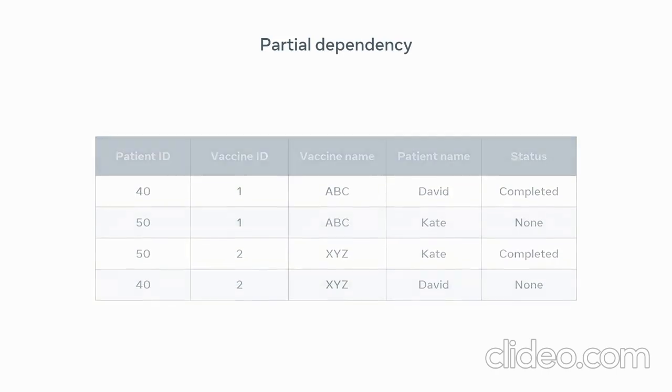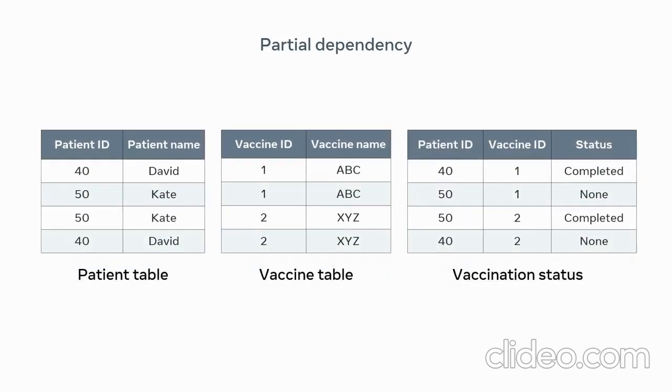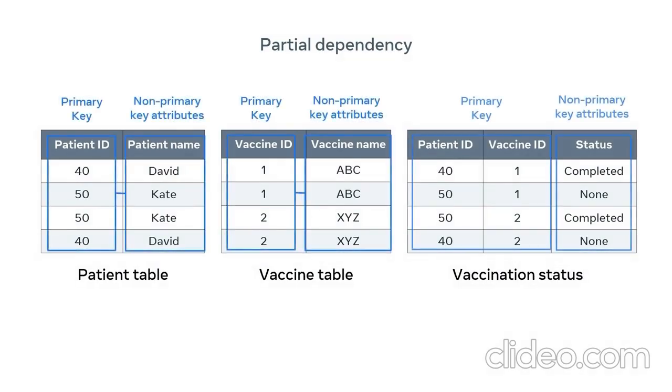I then break up the table into 3 separate tables as follows: patient table, vaccine table, and vaccination status. Now in each of these new tables, all non-primary key attributes depend only on the primary key value. I've eliminated all unnecessary replication of the vaccine and patient names within the vaccination table. The 3 tables are now in the second normal form, or 2NF. You should now be familiar with the 2NF rule and how to upgrade a table to 2NF.